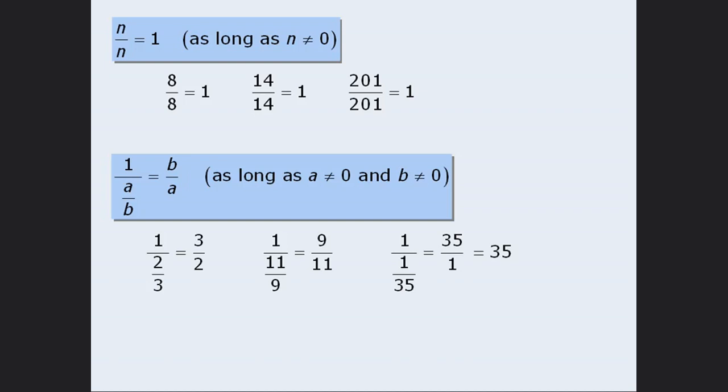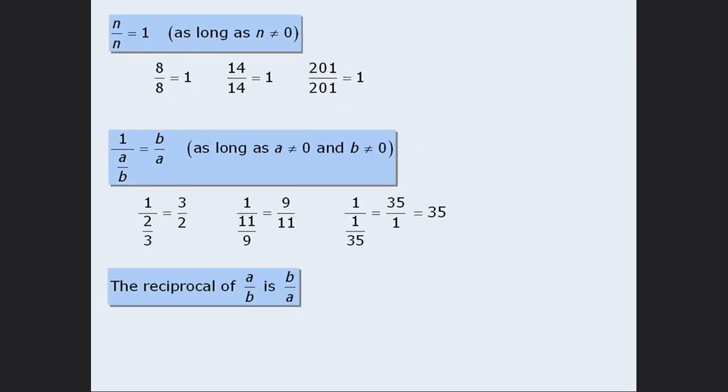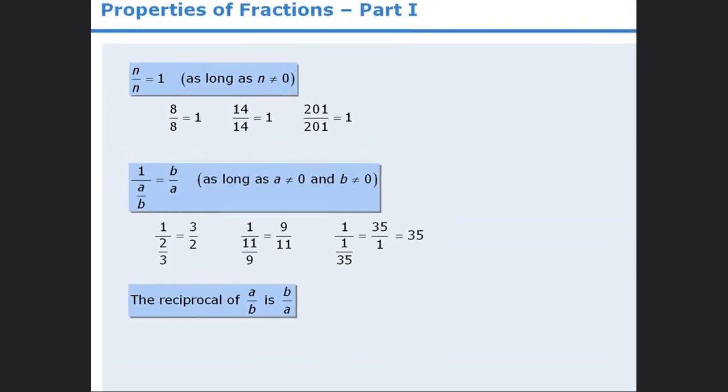Now this brings up an important definition. The reciprocal of a over b is b over a. In other words, the reciprocal of a fraction is the flipped over version of that fraction.